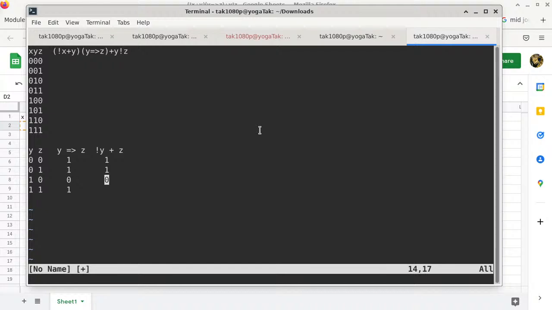Pretend that is not there. Pretend that we are only working with this portion, to understand why y implies z is the same thing as not y or z. That was the purpose of this truth table. We're only looking at y, z as independent variables, and the purpose is to show why y implies z is the same thing as not y or z. Okay? Yep.